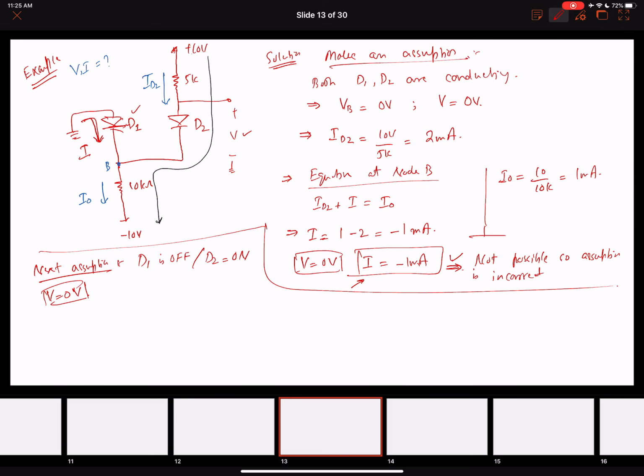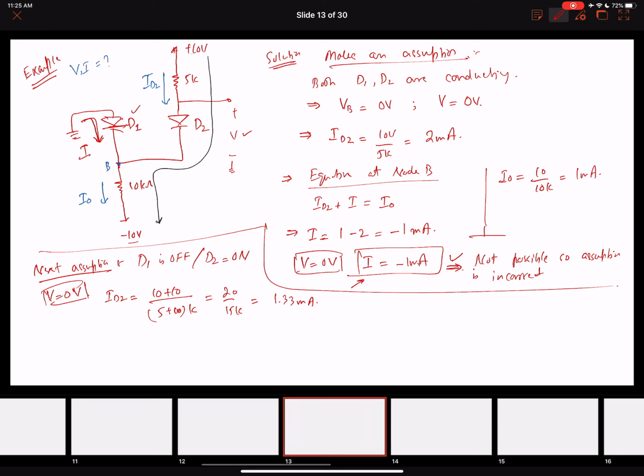All right, so now I'm going to find ID2. ID2 will be equal to 10 plus 10, coming across both the supplies, over both the 5K plus 10K resistors. 20 over 15K, the answer will be 1.33 milliamperes. And now since our D1 is off, this means that our I is also not flowing here. I is also 0.